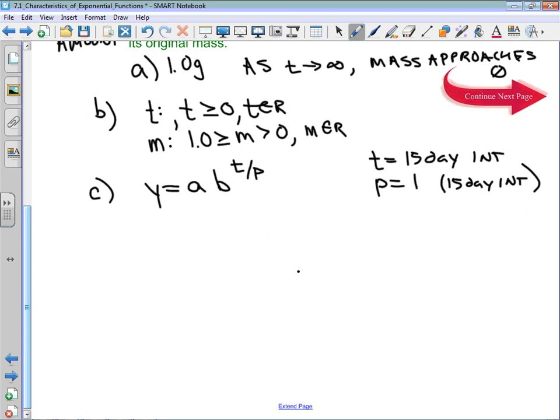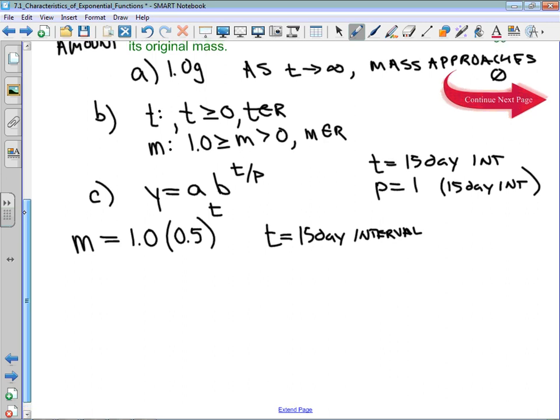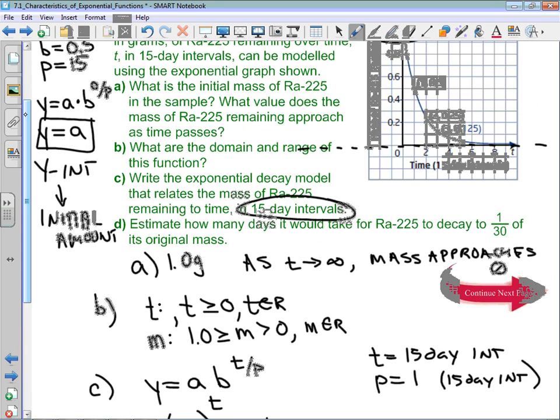The first way, which is what they've given to us, I'm going to put the variables in. I'm going to say the mass of radium-225 is 1.0 times the decay rate of 0.5 to the power of just t. But I'm going to put beside it that t is equal to a 15-day interval. And that basically just means that every time a 15-day interval passes, we have half as much radium-225. And they put a couple of points on our curve there. You can see here that it's 15-day intervals. When we have one 15-day interval, we only have 0.5 left. Then we have half of that, then we have half of that.